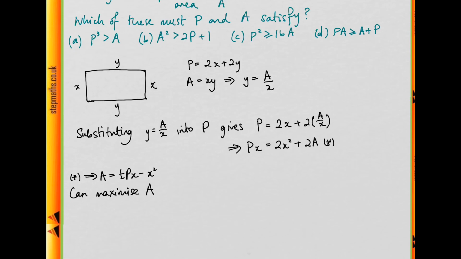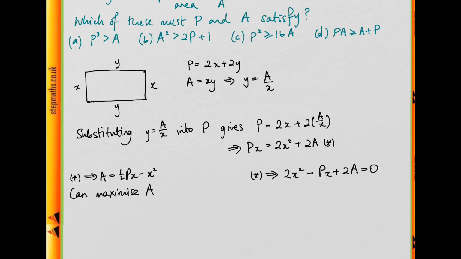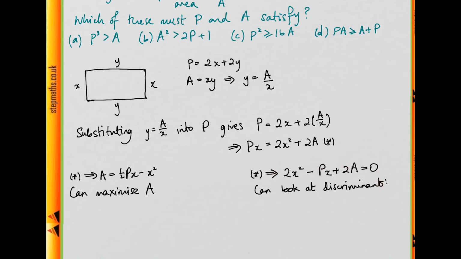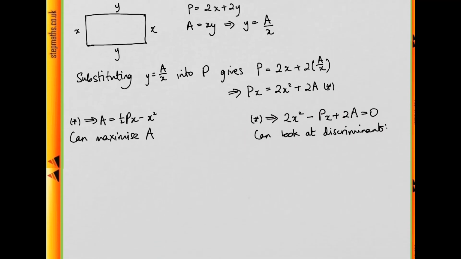Or I can also note that this is actually a quadratic in x, and another way we can get inequalities out of a quadratic would be to look at the discriminant, right? Because we know x is a root to this equation, and it's real, so we can't have a negative discriminant. Okay, so let's look at the discriminant first.